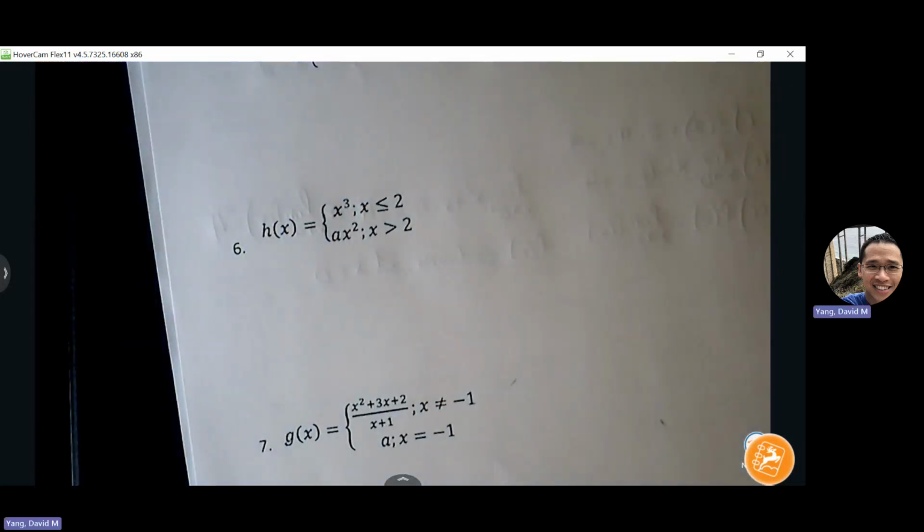Okay, why don't we do a little bit of a preview into the next topic here. This is the intermediate value theorem. So page 13.